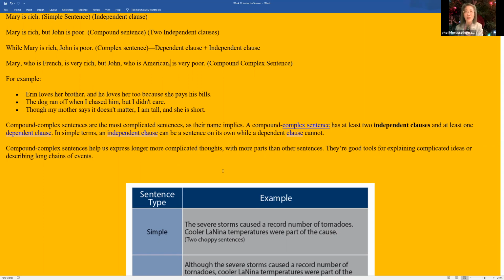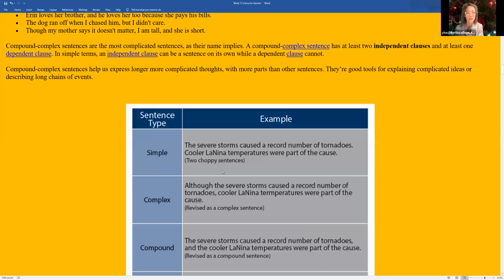A compound complex sentence has at least two independent clauses and at least one dependent clause. In simple terms, an independent clause can be a sentence on its own, while a dependent clause cannot. And so a compound complex sentence helps us express longer, more complicated thoughts with more parts than other sentences. They're good tools for explaining complicated ideas or describing long chains of events.